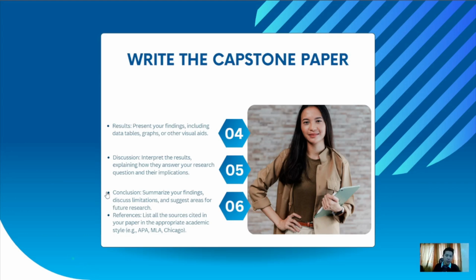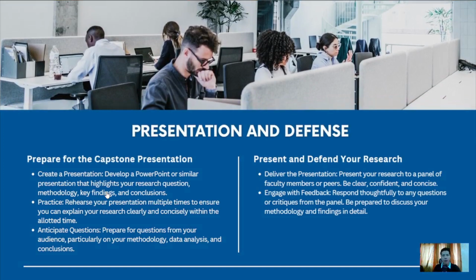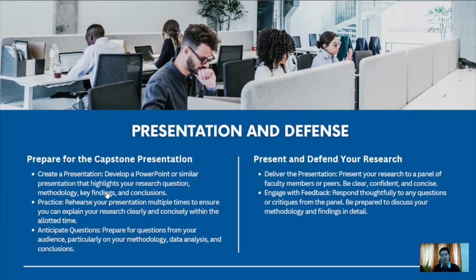Then you will provide references. List all of the references in your paper in the appropriate academic style, probably APA, MLA, Chicago, but more or less we'll be using APA if you're doing what we call social science research. Now, after that, you have to prepare for the presentation and the defense.